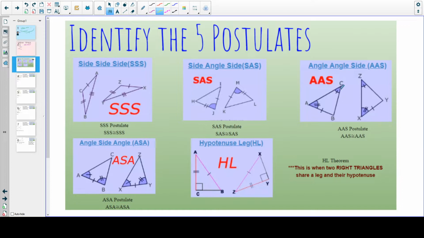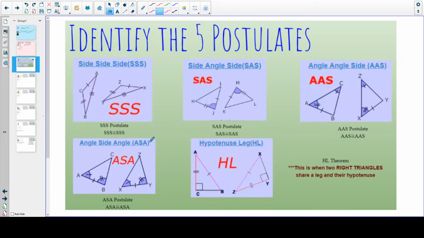Angle side angle, if you have 2 angles congruent to another 2 angles in another triangle, and a side not in between those angles are congruent, then both triangles are congruent. Angle side angle is similar to side angle side, but the reverse. So if you have 2 angles in one triangle congruent to 2 angles in another triangle, and a side in between are congruent, then the 2 triangles are congruent.